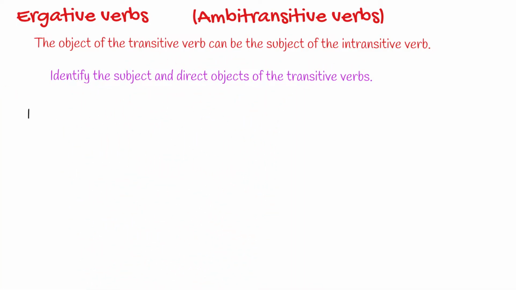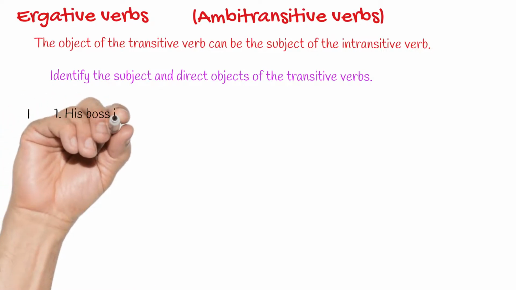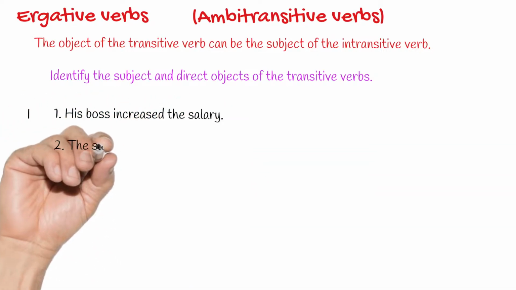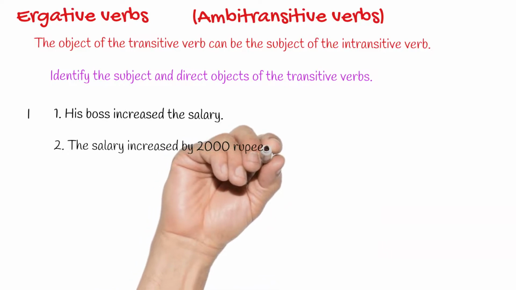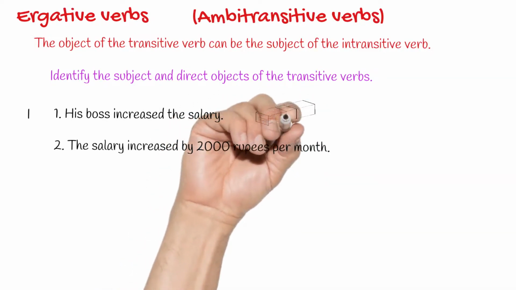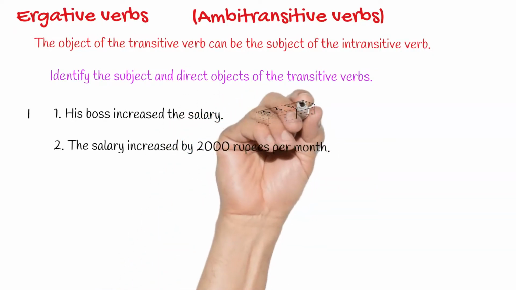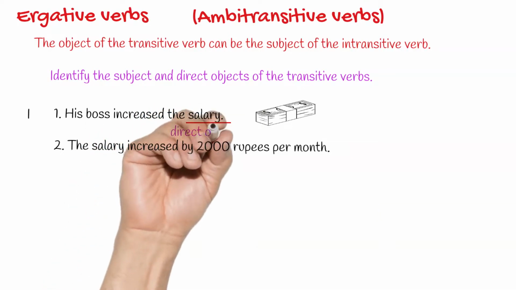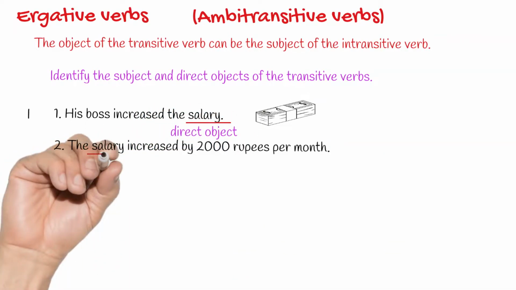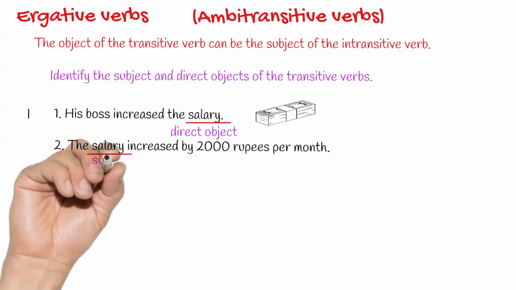Example number 1. First sentence: His boss increased the salary. Second sentence: The salary increased by 2000 rupees per month. The verb in the first sentence is transitive because it has a direct object. What is the direct object? Salary. This direct object is the subject of the same verb in the second sentence.